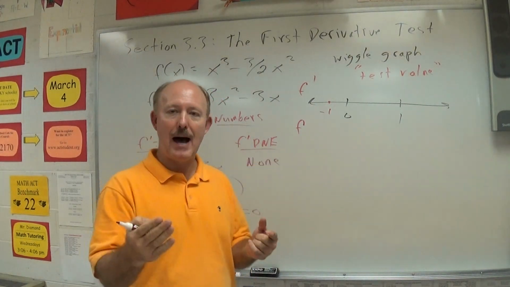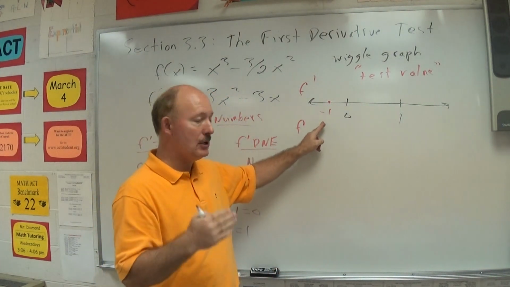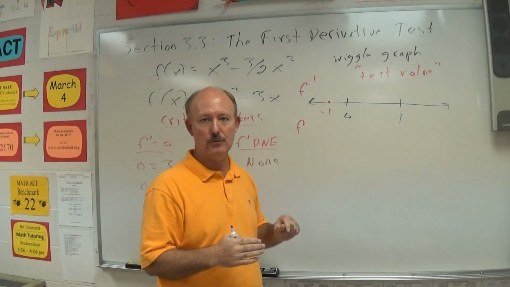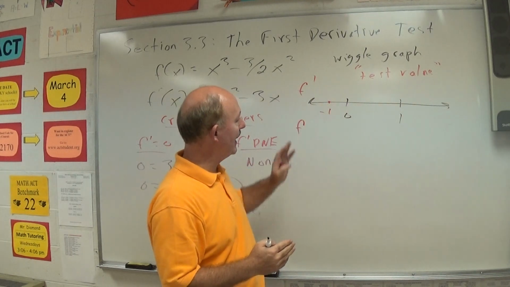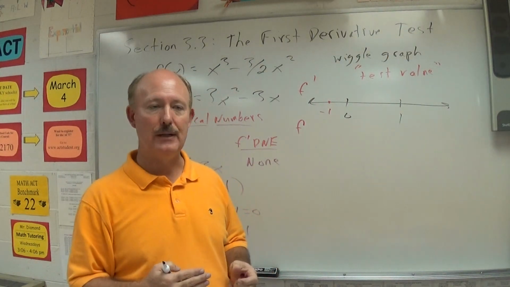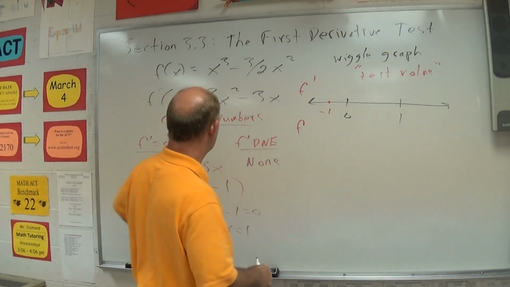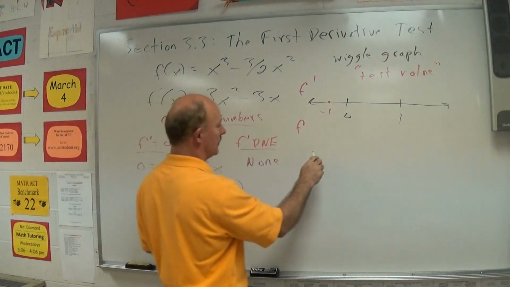Now, if the derivative is positive at negative 1, then it should be positive everywhere on that interval. If it's negative, then the derivative should be negative everywhere on that interval, and the graph will be decreasing on the interval. So let's substitute negative 1 into the derivative and see what we get.